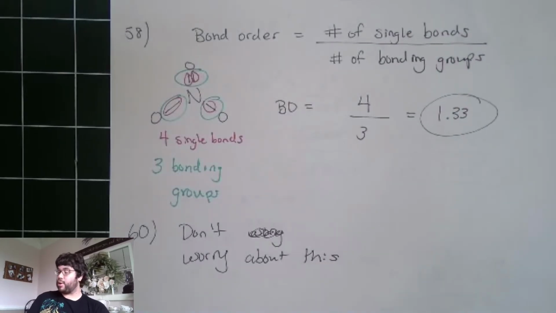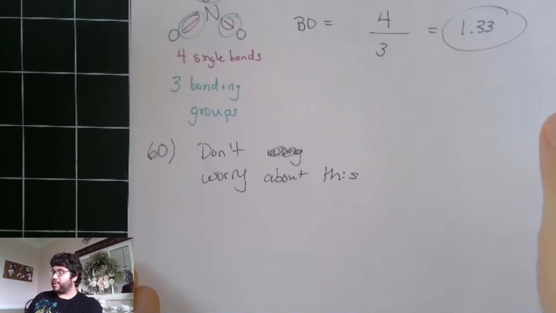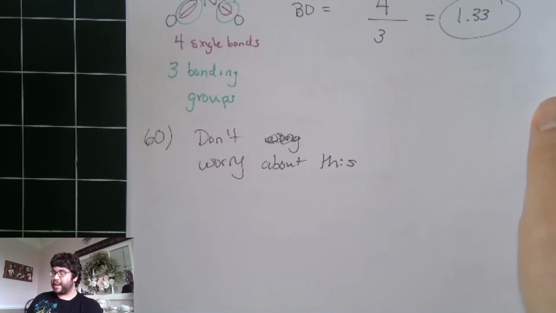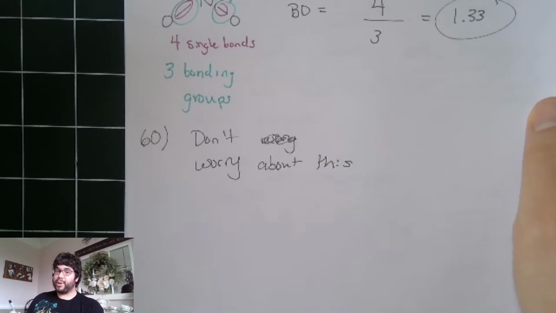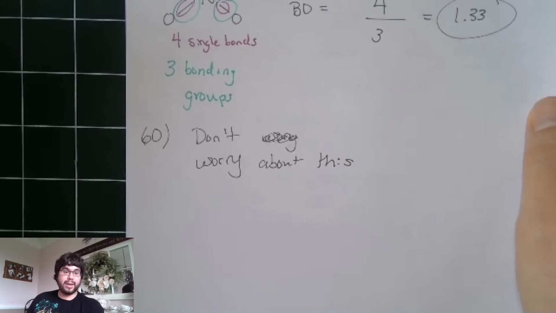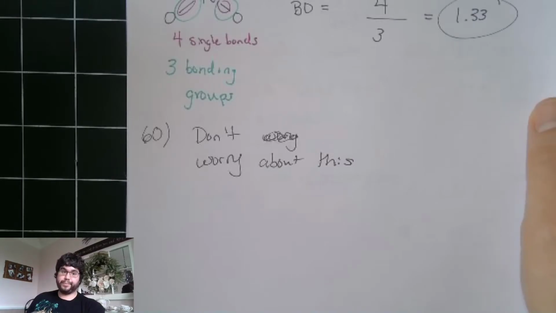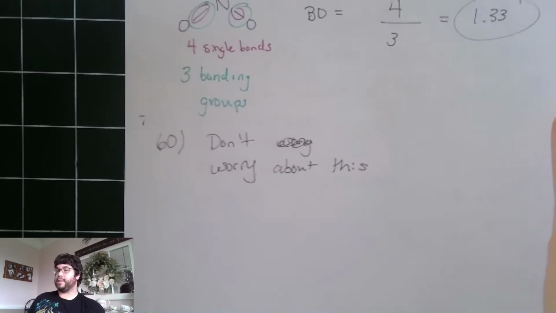Number 60 was also asked about. I'm going to tell you this: don't worry about it. That compound, IF3, has 5 spots for bonding, so it comes out to be sp3d2 hybridized, I believe. That is never going to be on the AP test. All you have to worry about with hybridized orbitals is sp3, sp2, and sp. So don't worry about number 60.